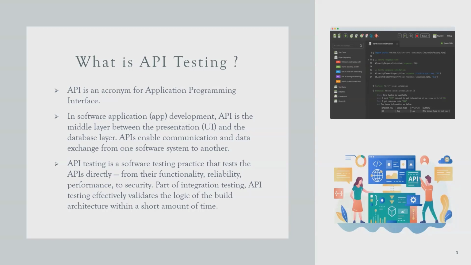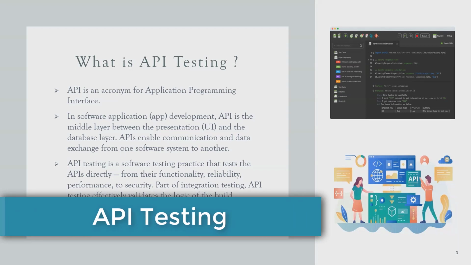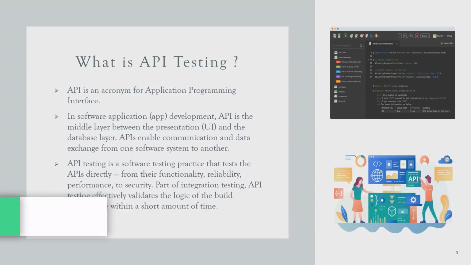Now let's jump into API testing. First of all, what is API testing? It is an acronym of Application Programming Interface. In software application development, API is the middle layer between the presentation, which is the UI, and the database layer. This layer is called the business layer. API enables communication and data exchange from one software system to another, and normally this API testing will be done on REST, that is JSON, or SOAP, that is XML format.